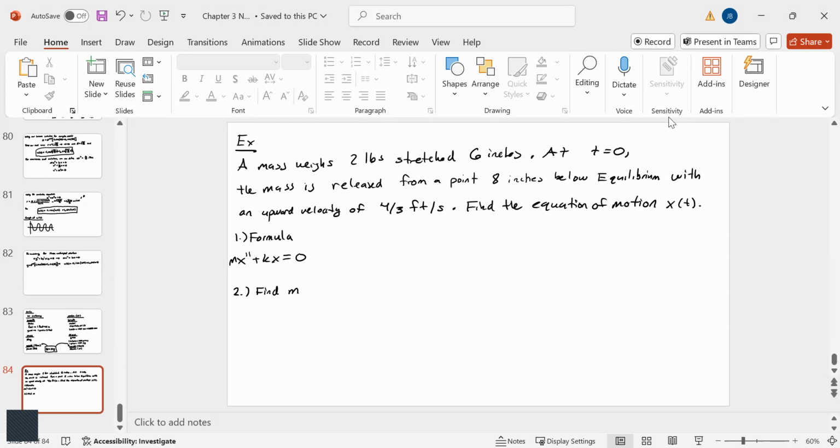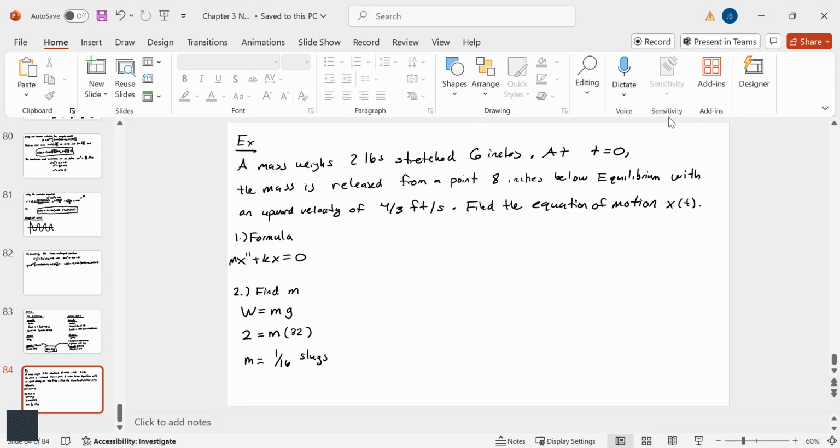So they tell you a mass weighs 2 pounds, right? So force is equal to, sorry, not force. I mean, it is force. The weight is equal to mass times gravity. So I'm told it's 2 pounds, and I don't know what mass is, but gravity is 32 feet per second squared because that's US customary. And so if I solve for m, I get 2 over 32, which is 1 over 16 slugs.